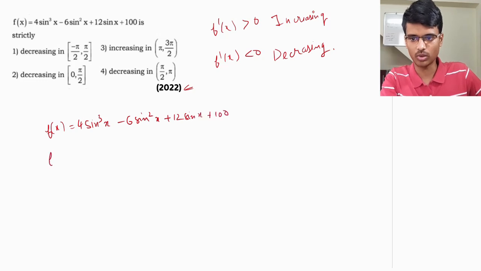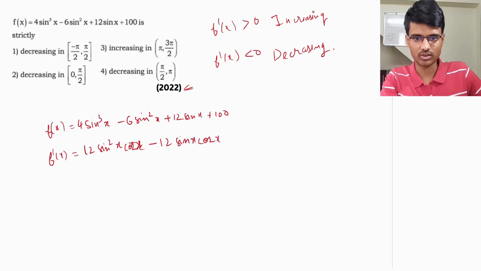On differentiating, what do I get? I get 12 sine square x times cos x. Differentiation of 6 sine square x is minus 12 sin x cos x. Differentiation of 12 sin x is nothing but 12 cos x. Differentiation of 100 is 0. Taking 12 cos x common, what do I get? I get sin square x minus sin x plus 1.